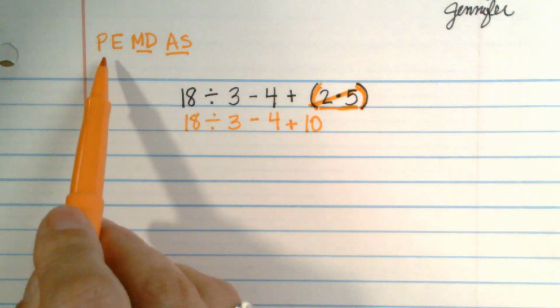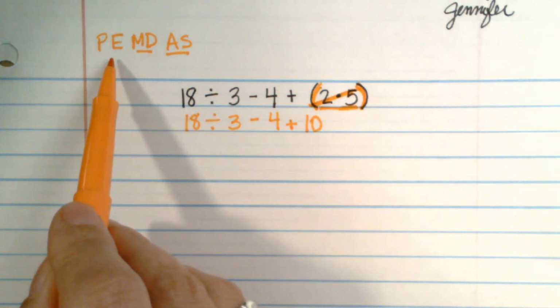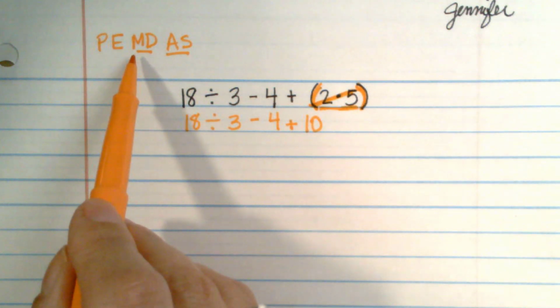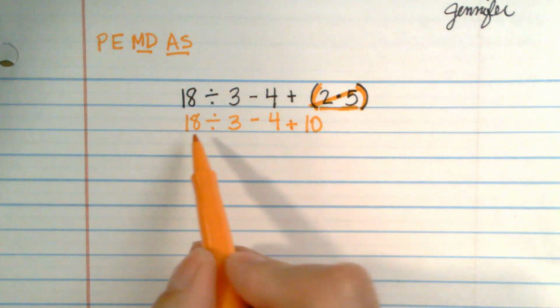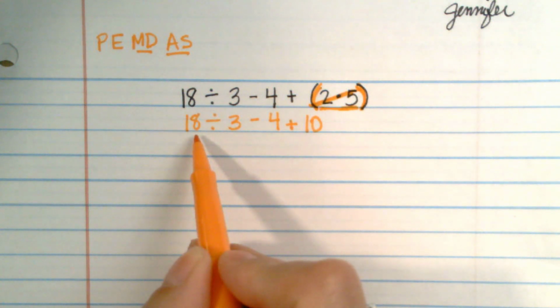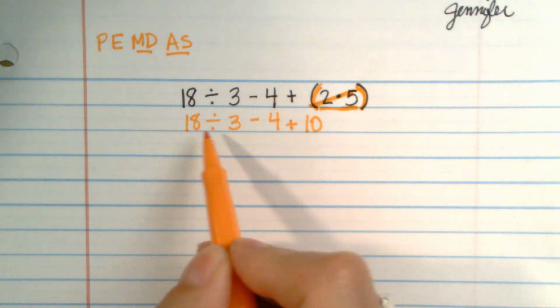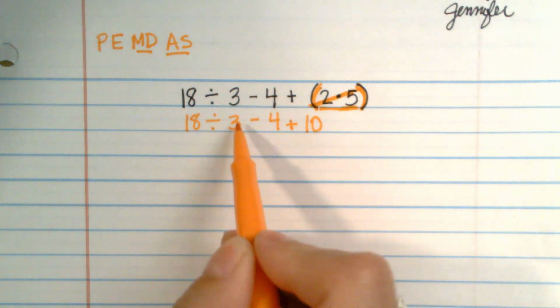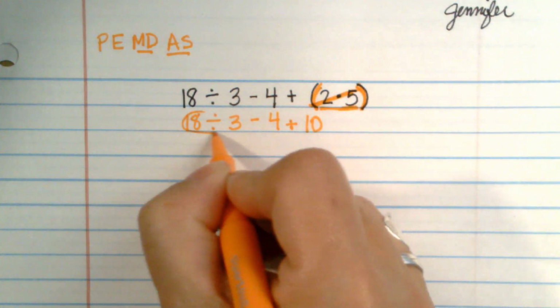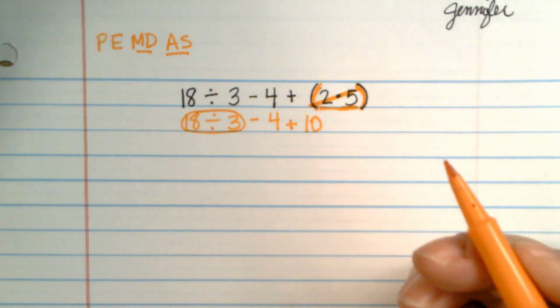Do I have any more parentheses? No. Do I have any exponents? No. Do I have any multiplication or division in this problem? Yes, I do. That means I need to do it next. I find the two numbers it's referring to, 18 divided by 3. And I'm going to put those together so I know those are the two I'm working with.